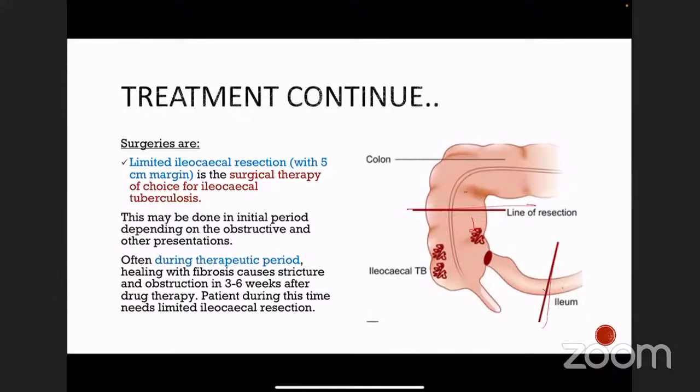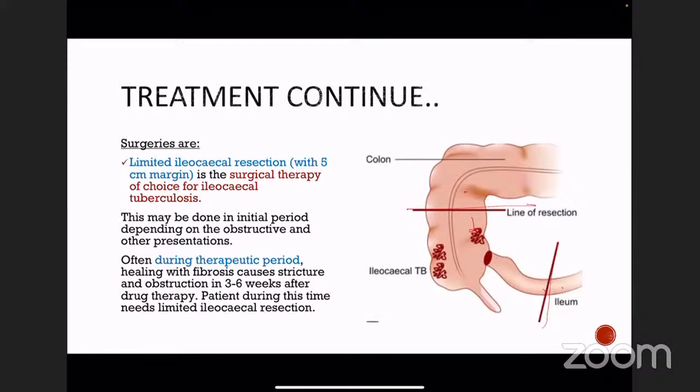Or in a case where there is gross peritonitis, we take this part of the ileum outside and make an ileostomy at that time. If there is gross peritonitis or perforation and a dirty wound inside, in that case only we do an ileostomy, and in a later stage, in the second stage, we do ileocolon anastomosis, right? So this may be done in the initial period depending on the obstructive or other presentation.